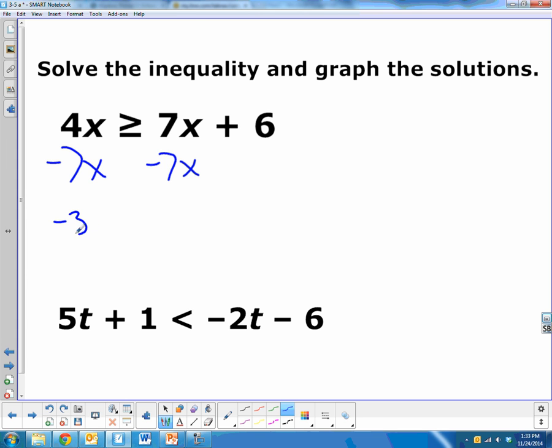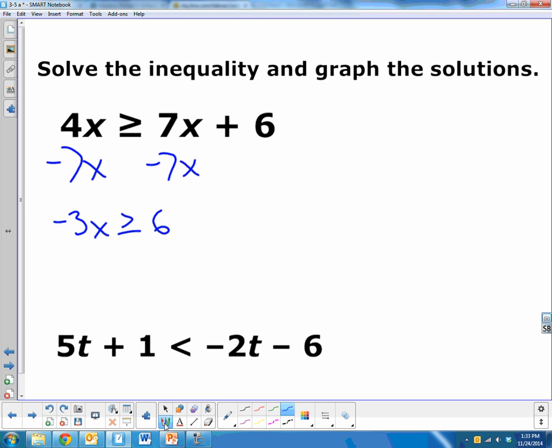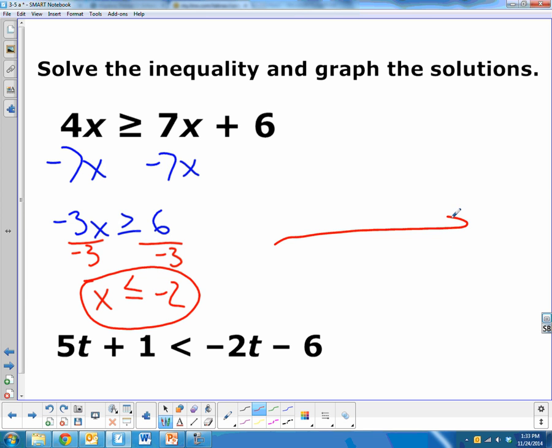I'm going to get negative 3x greater than or equal to a positive 6. And if I solve for x here, I'm going to have to divide both sides by a negative 3. 6 divided by negative 3 is negative 2. I've got x all by itself. I divided by a negative. If you divide by a negative, we need to turn that symbol around. Do the flip and the flop and the flippity-flop. x is less than or equal to negative 2. And now I'm going to graph it.